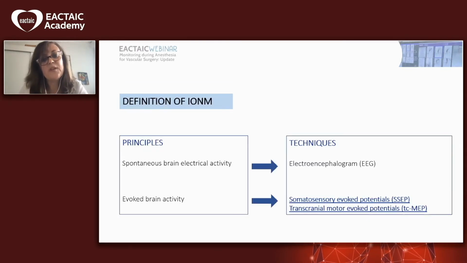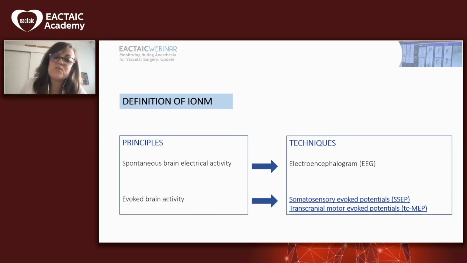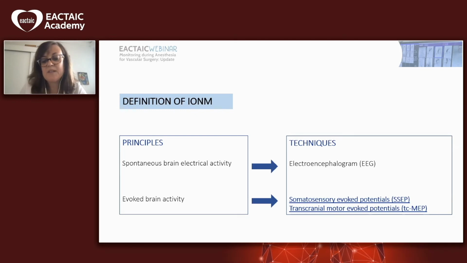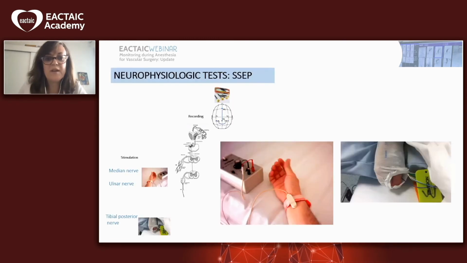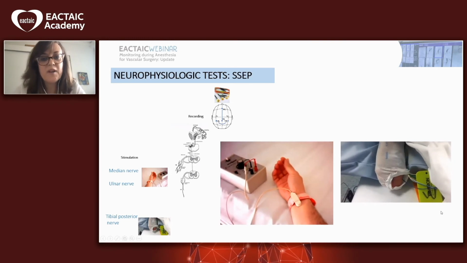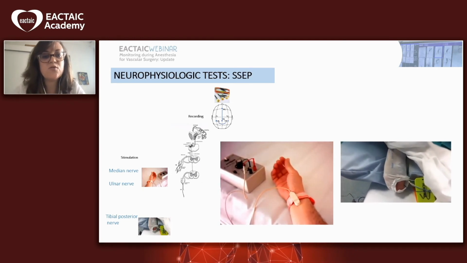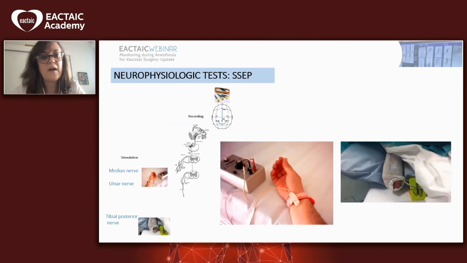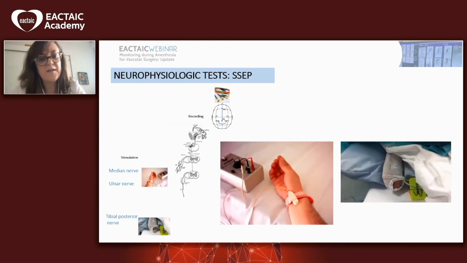The other two techniques that we usually use in IOM are evoked potentials: somatosensory evoked potentials, SSEPs, and transcranial motor evoked potentials. These techniques allow us to evaluate the integrity of really eloquent pathways such as the sensory and motor pathways. And for that, what we usually do is stimulate with repetitive pulses a peripheral nerve, usually the median nerve for the upper limbs and the posterior tibial nerve for the lower limbs.